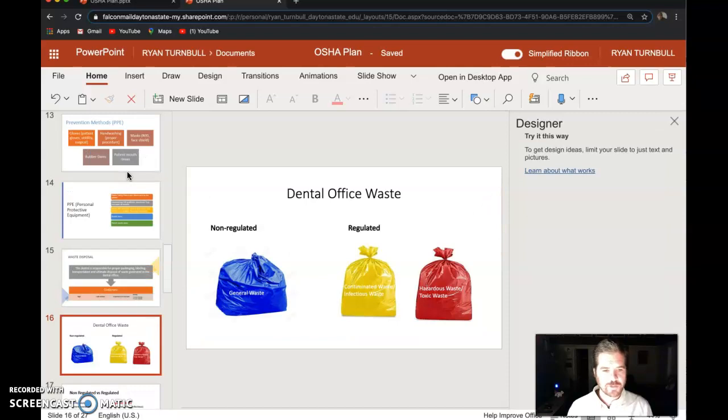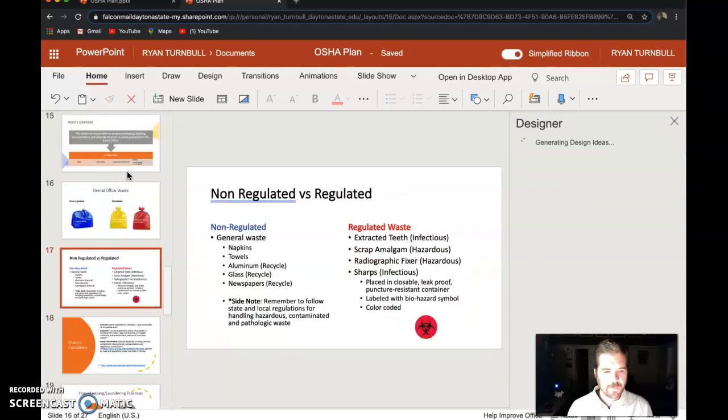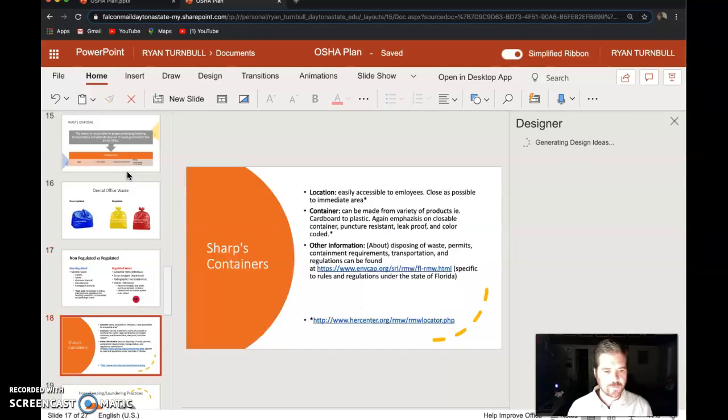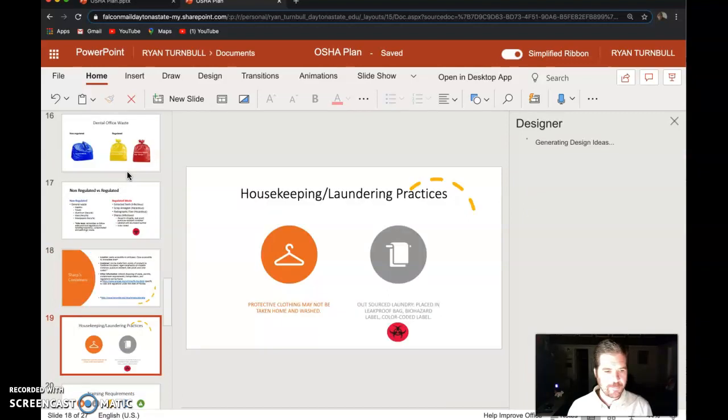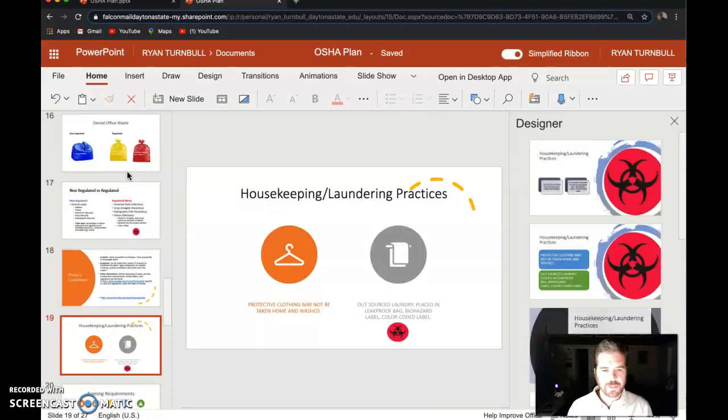We'll be talking about dental office waste, some non-regulated, regulated. Some of those things that cover what goes into that and what you need to do when you have stuff, especially regulated waste. We'll be talking about sharps containers specifically. Kind of give you an idea of what you need to do when you have those and how to properly dispose of it. We're talking about housekeeping and laundering practices.